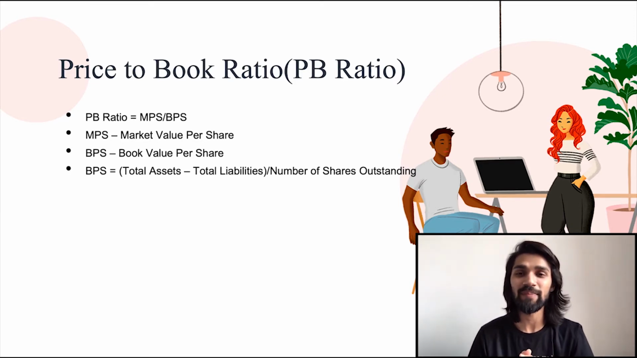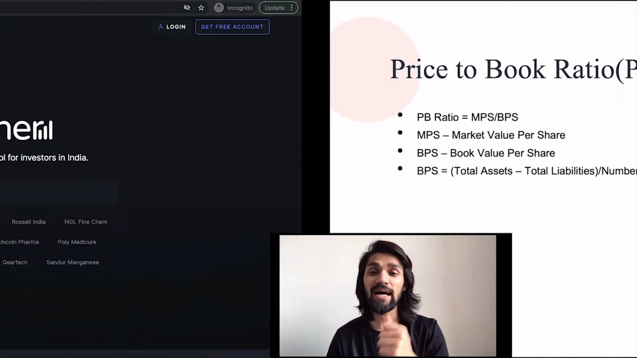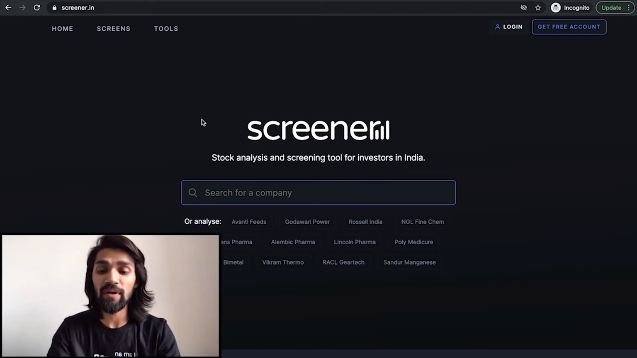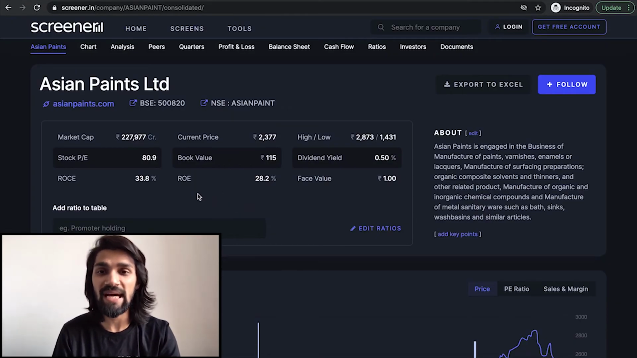So let's take an example where we will look into these ratios. For checking ROCE and ROE, I prefer this website called screener.in. Let's take an example of a share, Asian Paints. If you see, Asian Paints has an ROE of 28.2% and ROCE of 33.8%, which is really very good.